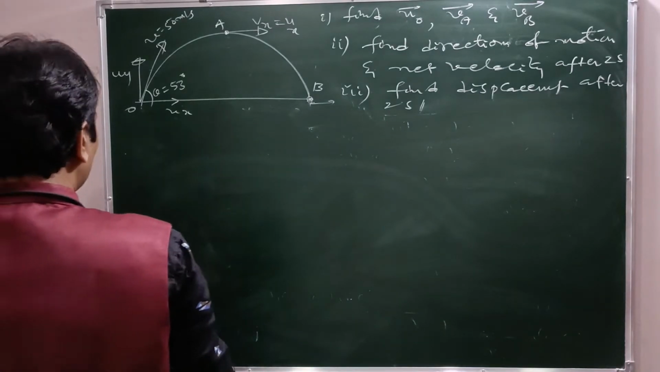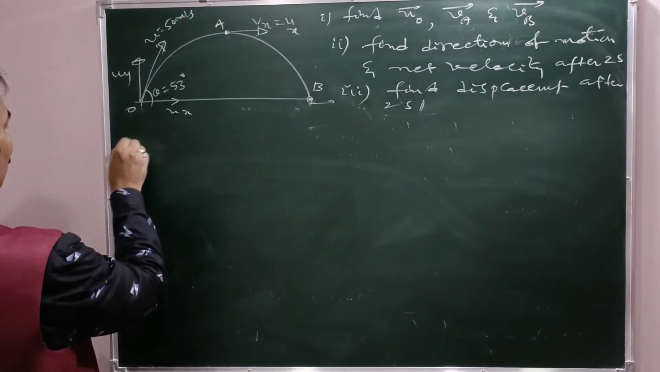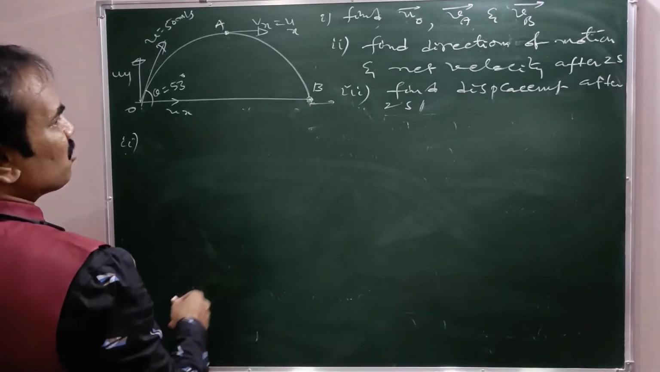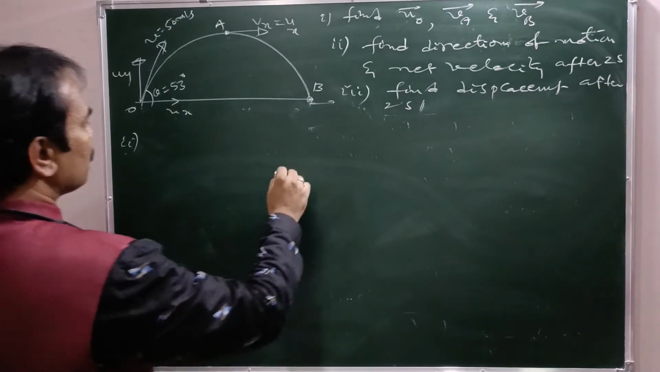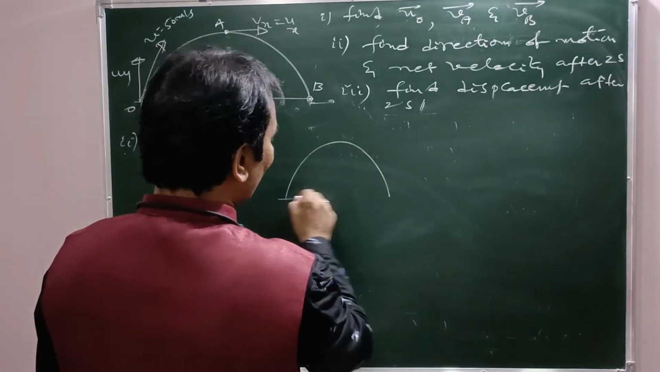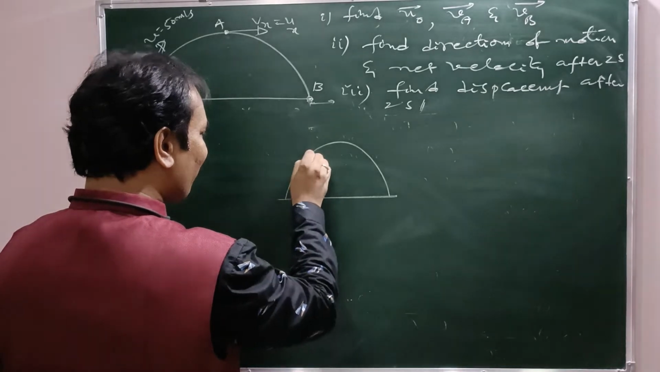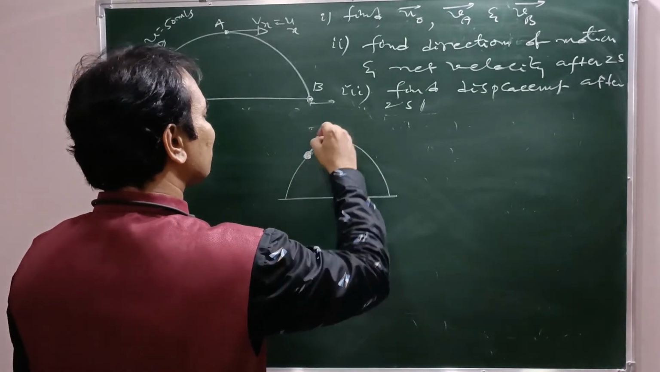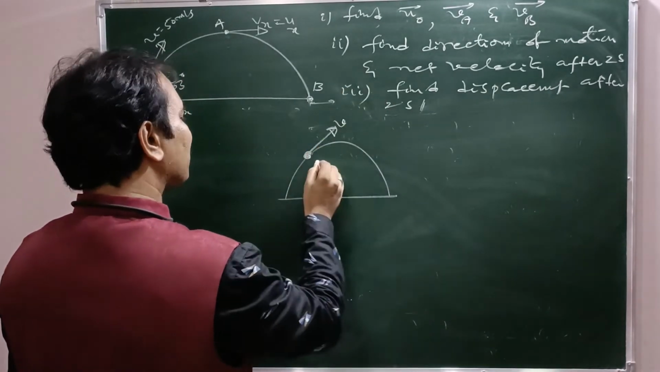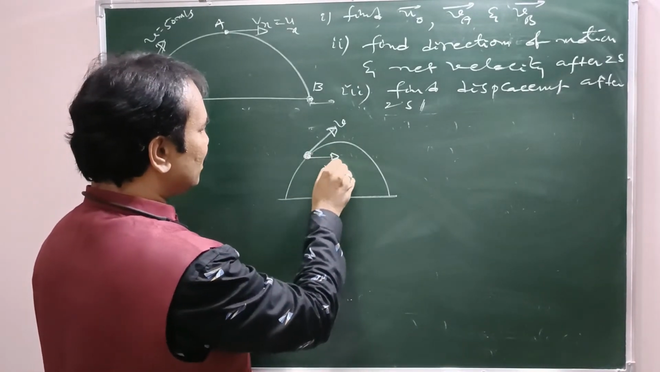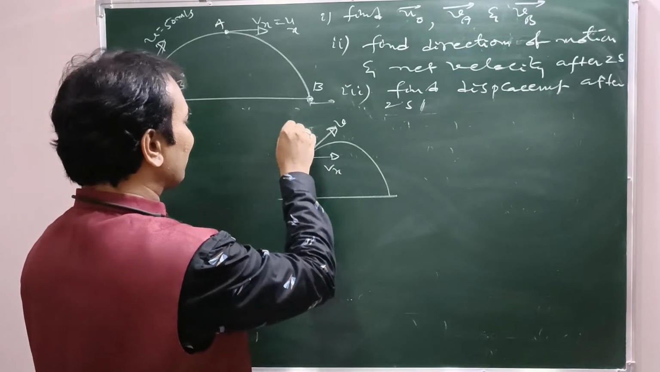So question number 2. Net velocity after 2 seconds. Suppose this is the path followed. After t seconds, the particle is somewhere here, so its velocity is acting tangentially. The velocity can be resolved into 2 components, one is Vx, another one is Vy, for example.